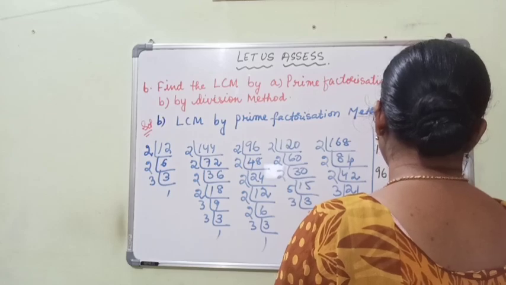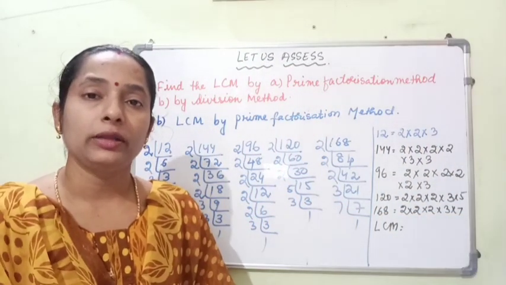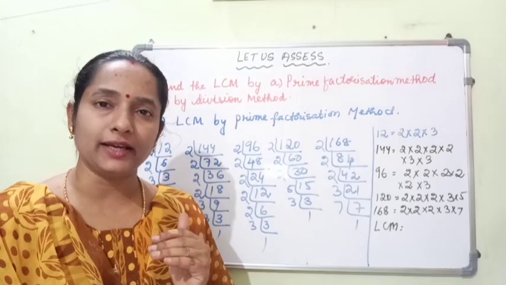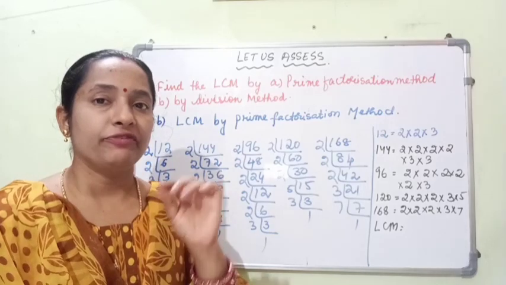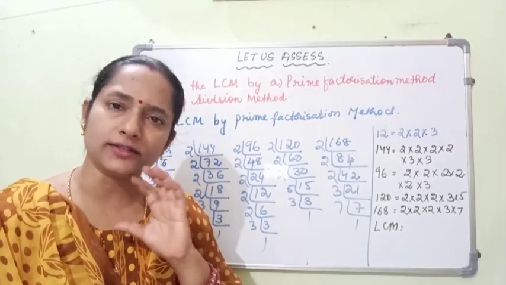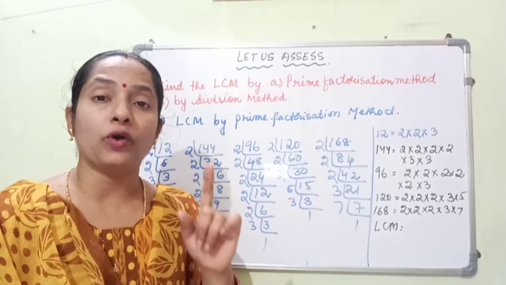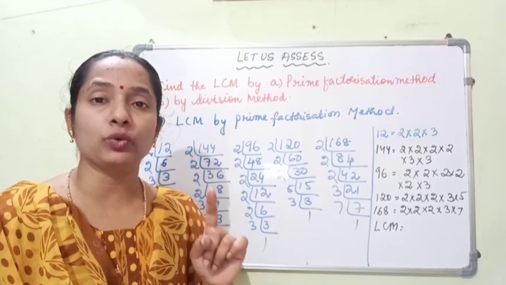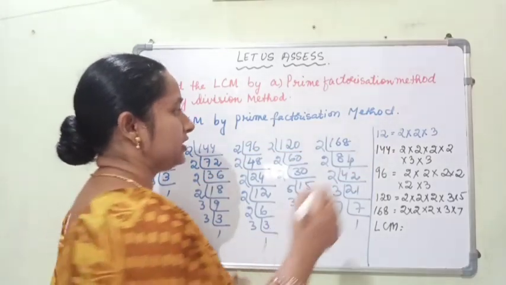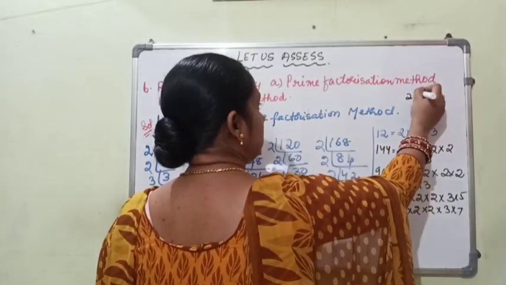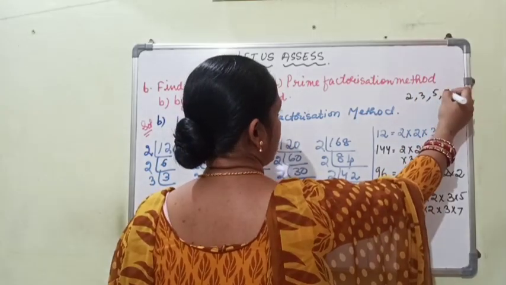Now LCM. How will you find the LCM of all these numbers? Just recall, by prime factorization method, whenever we are going to find the LCM, be careful. First step, it is very easy. First find out what prime numbers you got as factors overall. You got 2 as a factor, 3 as a factor, then 5 as a factor and 7 as a factor.